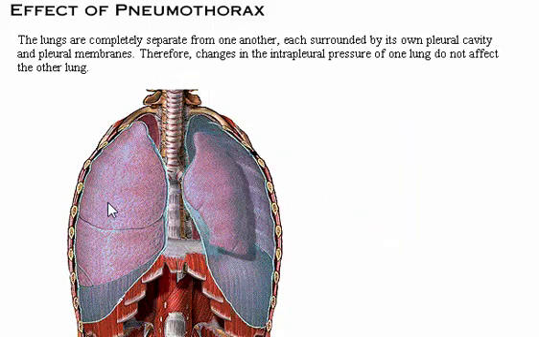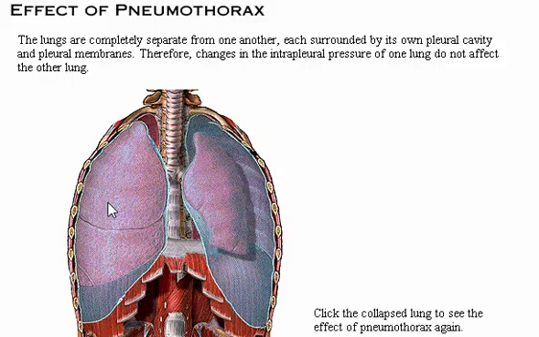The lungs are completely separate from one another, each surrounded by its own pleural cavity and pleural membranes. Therefore, changes in the intrapleural pressure of one lung do not affect the other lung. To see the effect of pneumothorax again, click the collapsed lung.